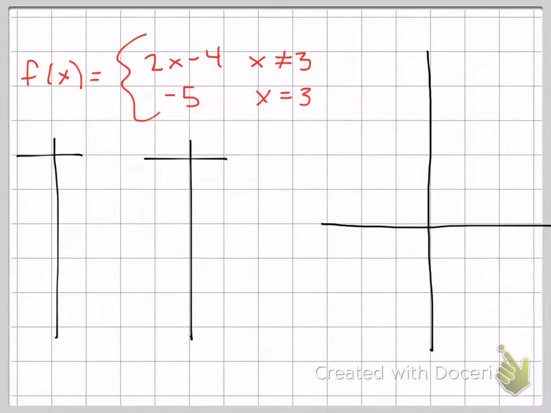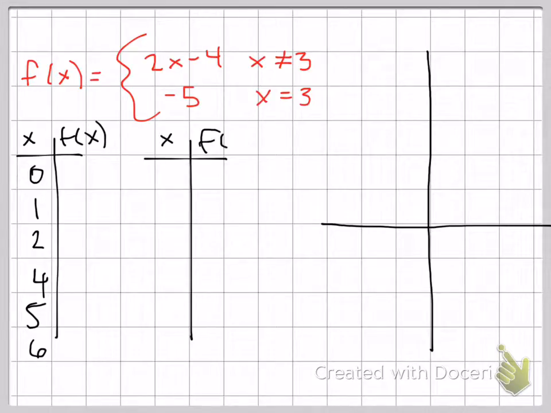So for that top function, I can use any value except 3. Whereas the second t-chart, the only x value I can use is, sorry, is 3. So for the bottom one, when x is 3, y is negative 5, and that's it. There's only one coordinate for that one. For the left one, I'm going to plug in these values. When I plug in 0, I get negative 4.